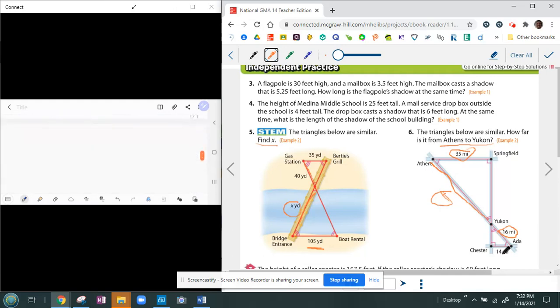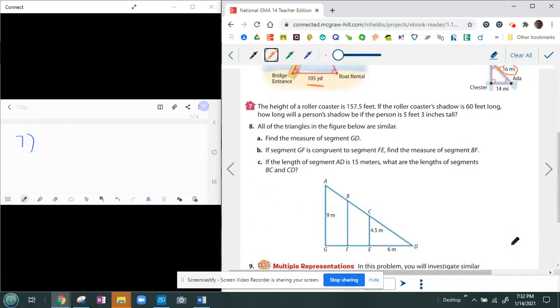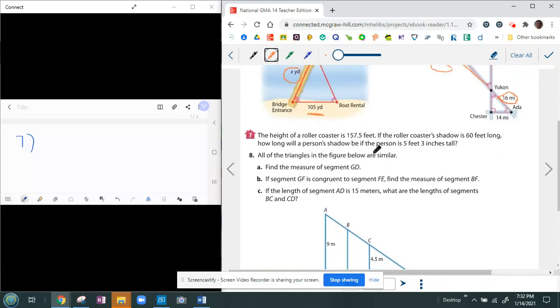All right. Number 7. Okay, we have shadow reckoning here, and the height of the roller coaster is 157.5 feet. And oh, good, they tell us the roller coaster shadow. What? These problems are ridiculous. How long will a person's shadow be if the person is 5 foot 3 inches tall?